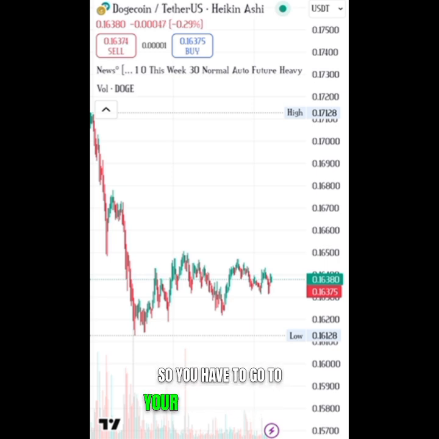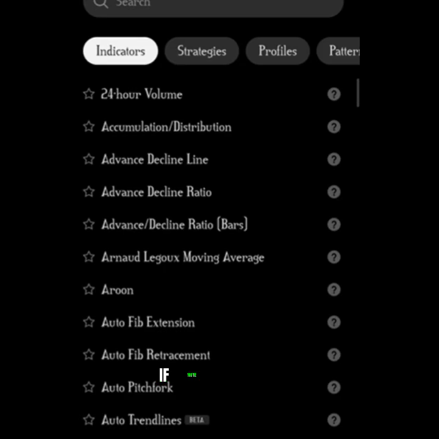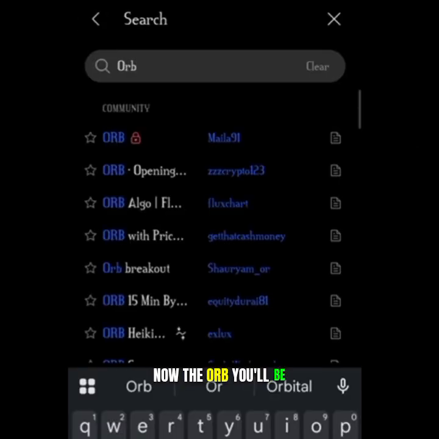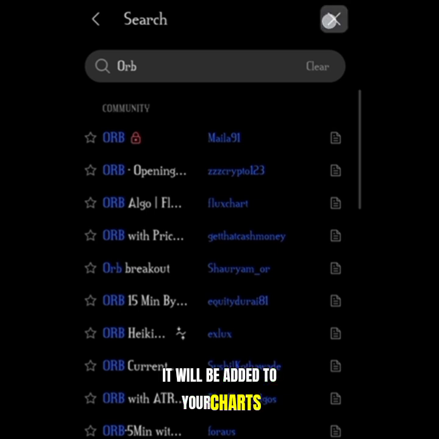So first things first, you have to find the trading indicator. You have to go to your settings area here, then click on indicators. If you're using your phone, smartphone, or laptop, it's the same process. Just go to the indicator area, then search for ORB. The ORB you'll be using is the one by this creator, ZZ Crypto 123. Just open it up and it will be added to your chart.